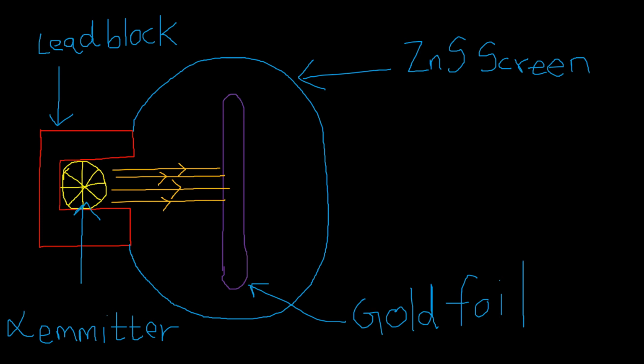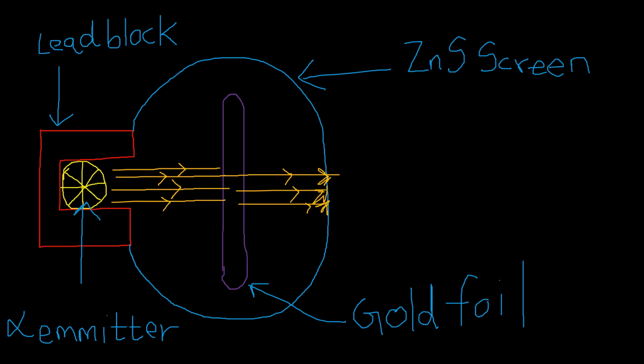Well, if your guesses are correct, most of the rays come through the gold foil. And when they touch the zinc sulfide screen, an illumination occurs and you can detect the presence of alpha particles.